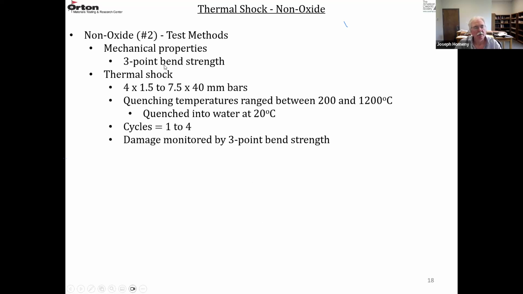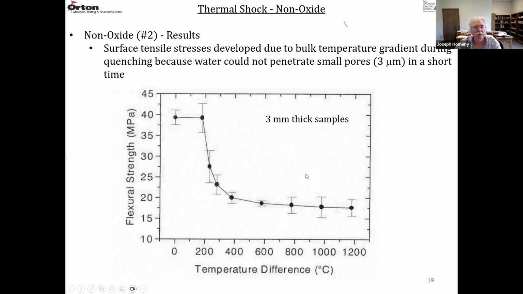So for the mechanical properties, they use a 3-point bend strength method, and the thermal shock bars were 4 by 40 millimeters in cross section, and the thickness was varied from 1.5 to 7.5 millimeters. And they quenched between 200 and 1200 degrees C. And they did a water quench in a 20 degrees C water bath. And they ran 1 to 4 cycles on these samples and used the 3-point bend strength to evaluate the damage.